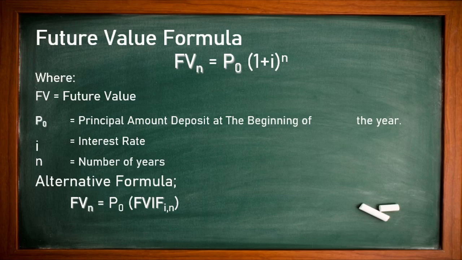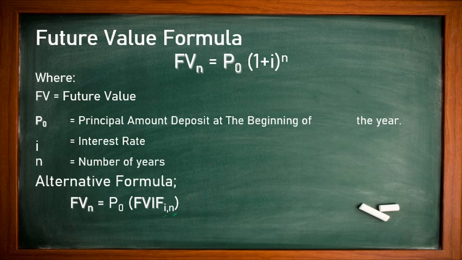In the alternative formula, we can use future value for n years is equal to P0 times the future value investment factor, FVIF, I and n. It means the percentage and the number of years: what percentage we are using and how many years there are. So we can use this formula also.